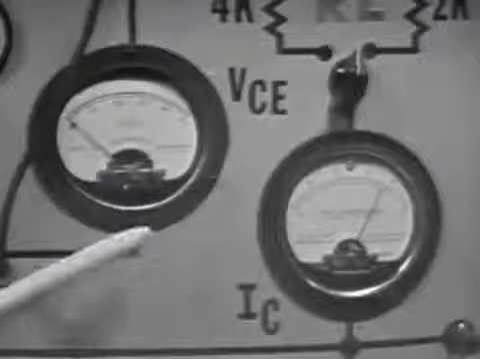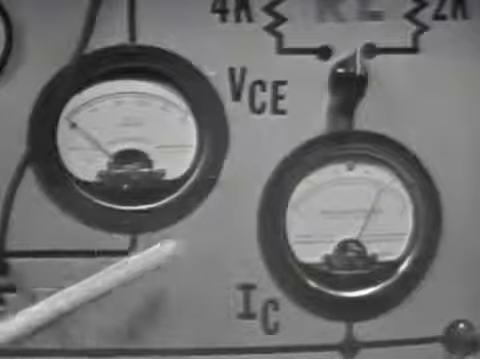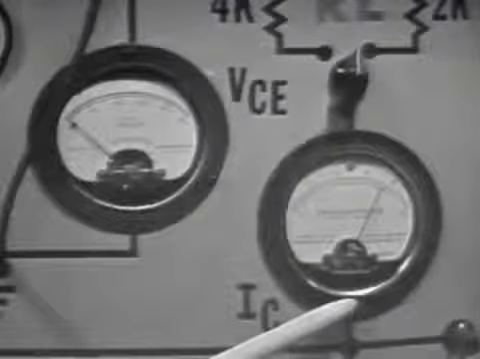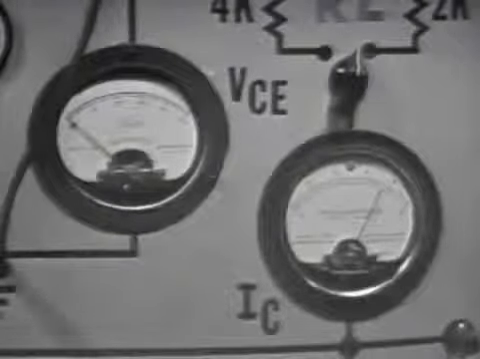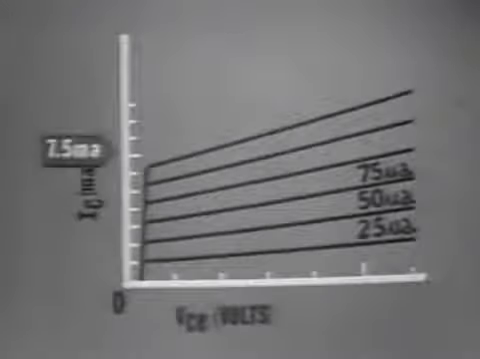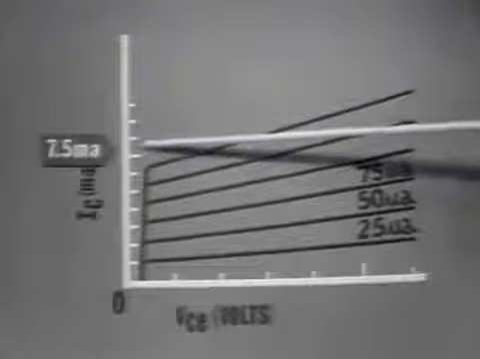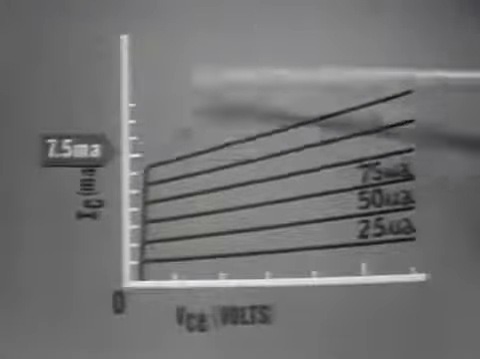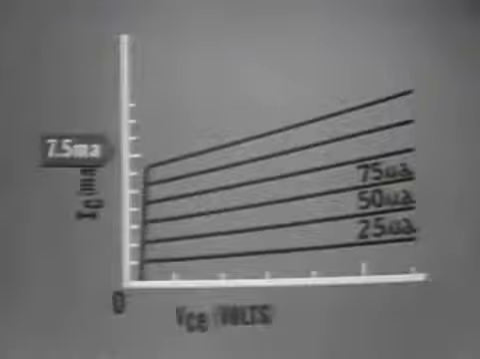Collector to emitter voltage goes to 0, and collector current rises to 7.5 milliamps. This is the maximum current that will flow in this circuit. On the graph, 7.5 milliamps and 0 volts collector to emitter voltage falls right here. This is a point representing one of the limits of the circuit.